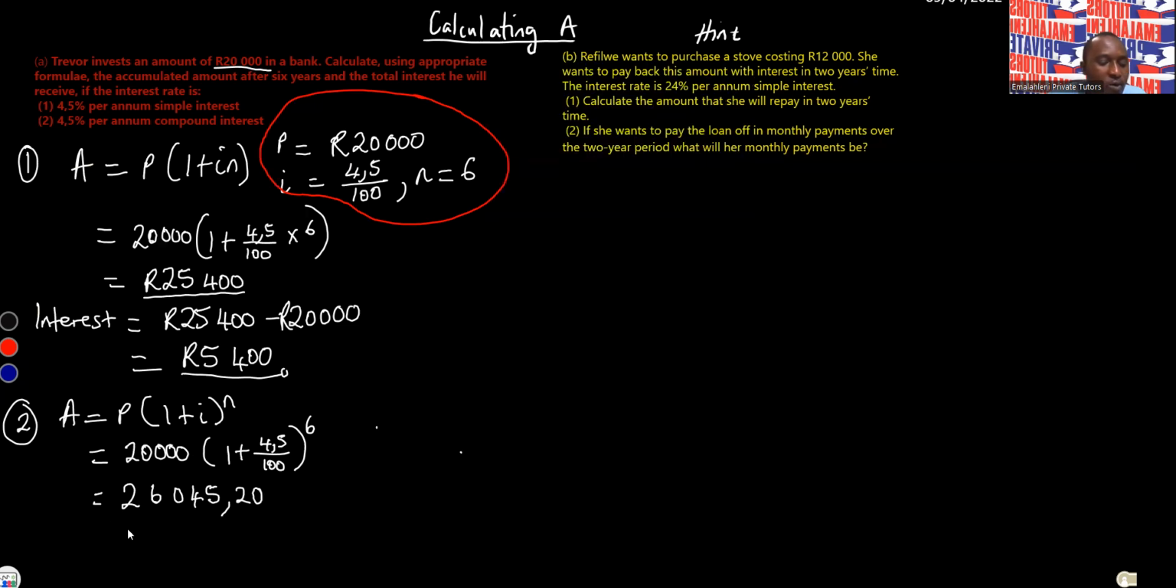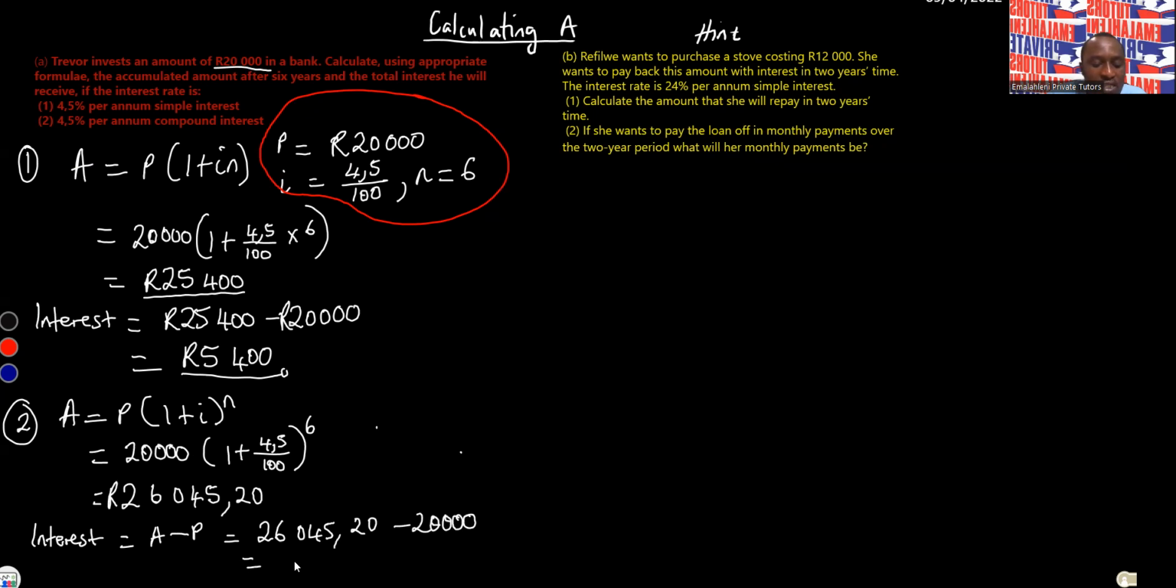Okay. Now, what is our interest? We subtract: our interest is equal to A, which is the accrued amount, minus P. Then we are going to say 26,045 comma 20 minus 20,000.